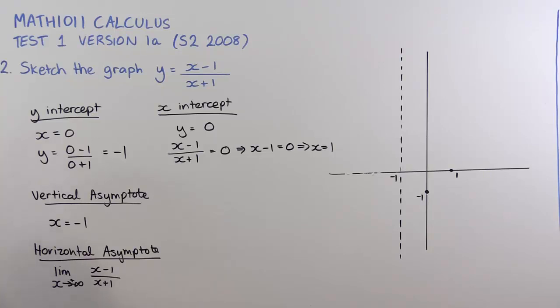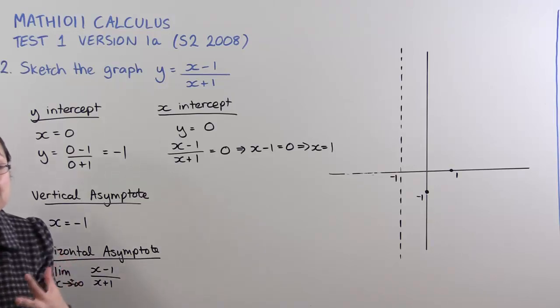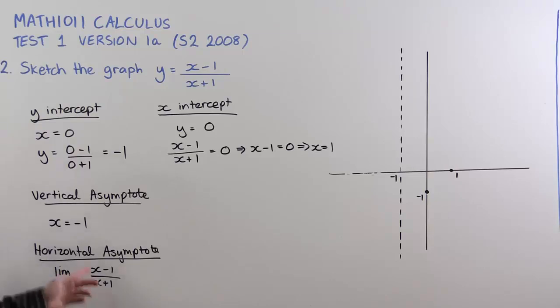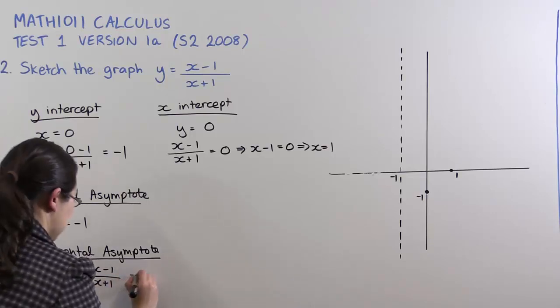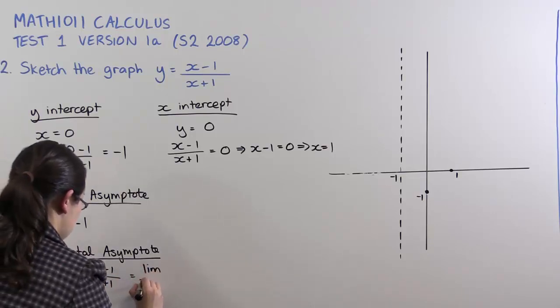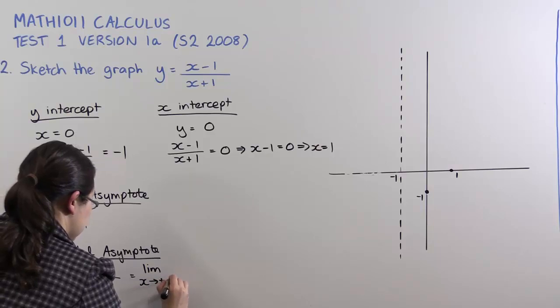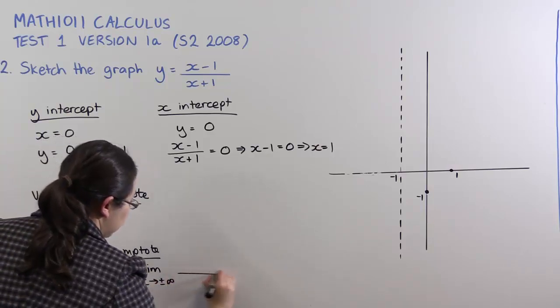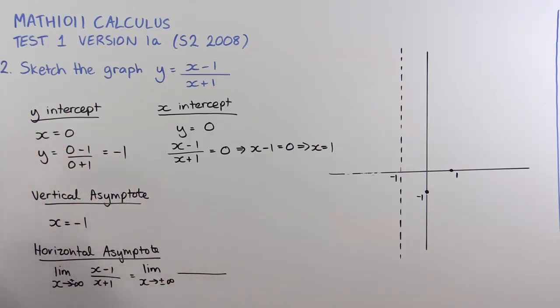If you put a million in there, a million minus 1 divided by a million plus 1, well, the minus 1 and the plus 1 are really tiny compared to the million. So it's about a million on a million, which is 1, right? And it turns out that is our horizontal asymptote. To technically work out this limit, though, a good way to do it is to divide top and bottom, every term on the top and bottom, by the highest power of x.